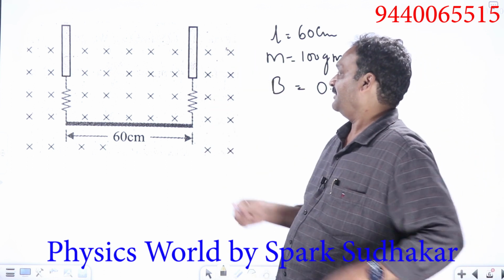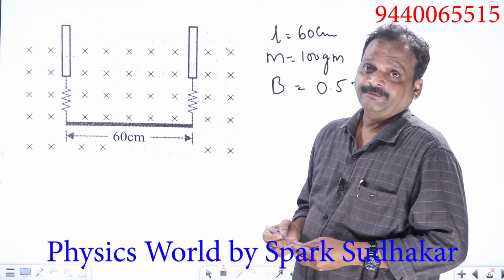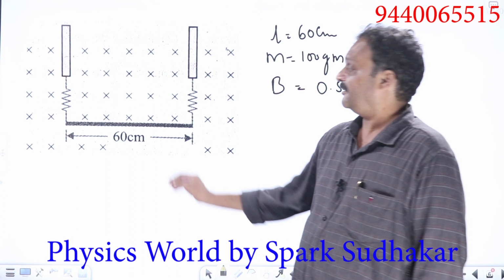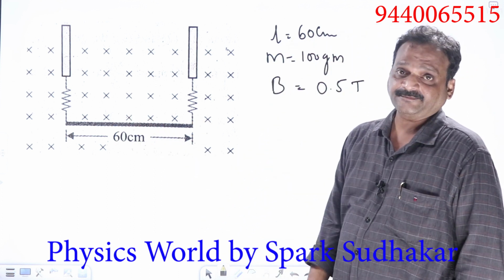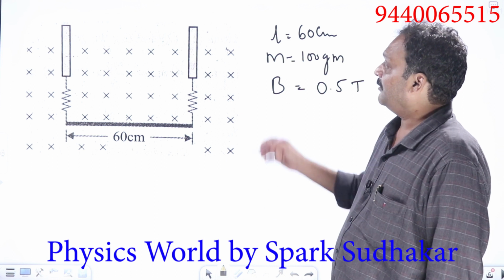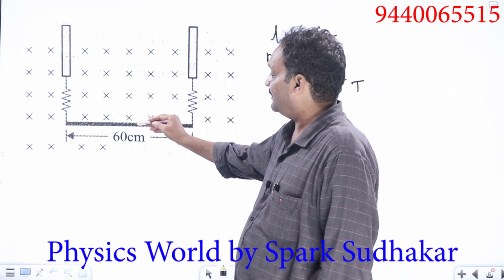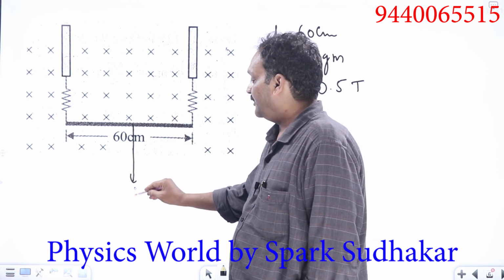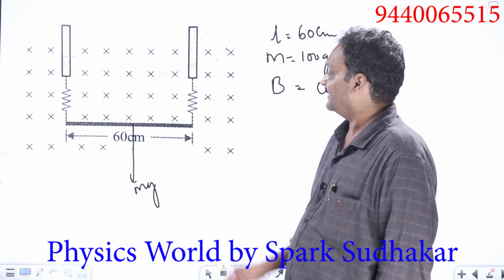There is some magnetic field B pointing into the board, which is 0.5 Tesla. The length of a conducting rod is 60 centimeters and its mass is, say, 100 grams. Now, because of this mass, weight mg will be acting downwards like this.